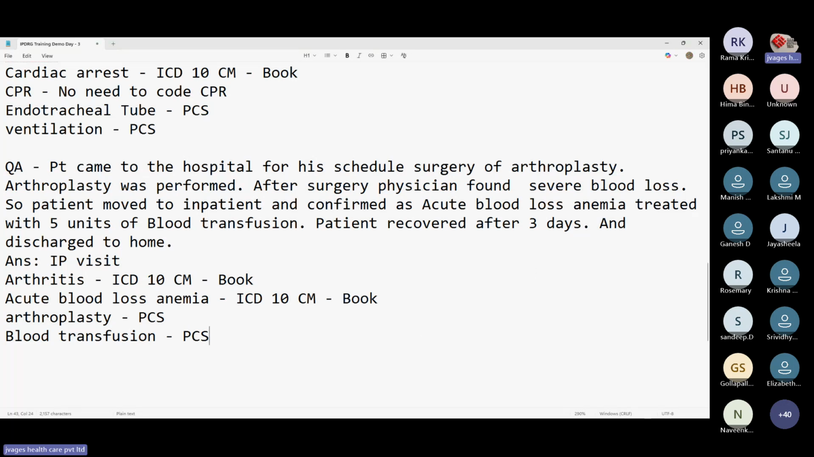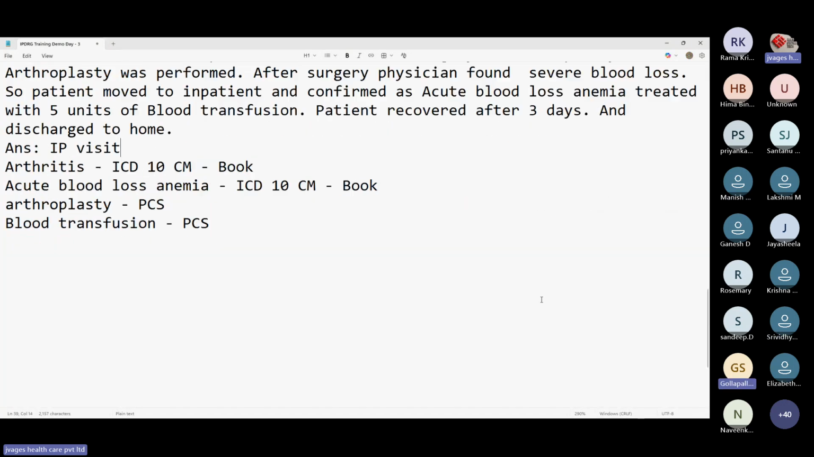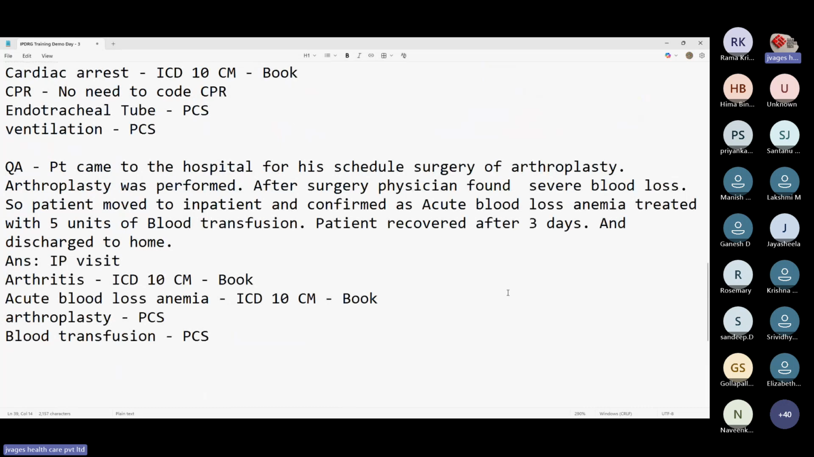Yes. Everyone has mentioned PCS. Yes, okay. So this is the simple thing, sir. I understood. I told you, right? Inpatient coding, it's how you are understanding.